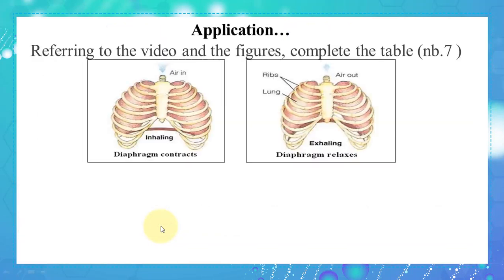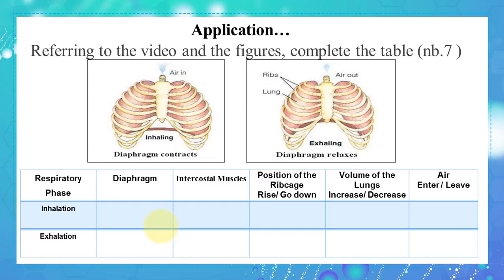It's time to summarize all events that take place during inhalation and exhalation by filling the table in number 7. So, check your answers. During inhalation, the diaphragm contracts, while it relaxes during exhalation. The intercostal muscles contract during inhalation, while they relax during exhalation.